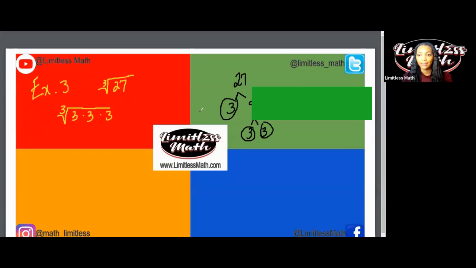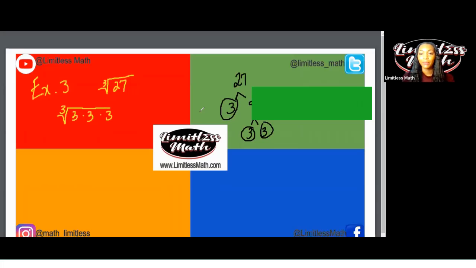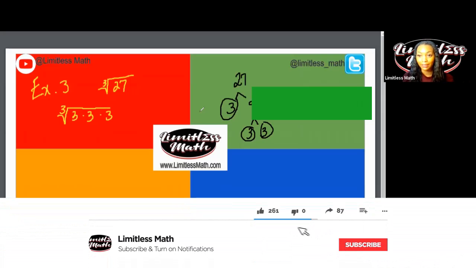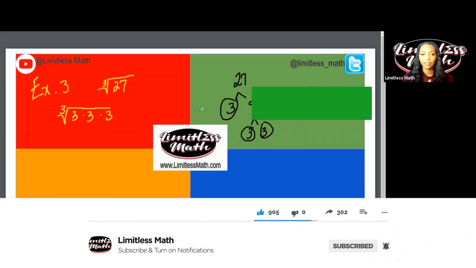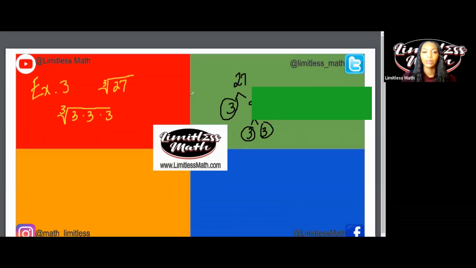So far, the process has not changed. We do the exact same thing. Take your number under the radical, the radicand, is what it's called. Take that number and expand it using prime factorization. So we did that, and then we replace it. So nothing's changed. At this point is where we have the difference.